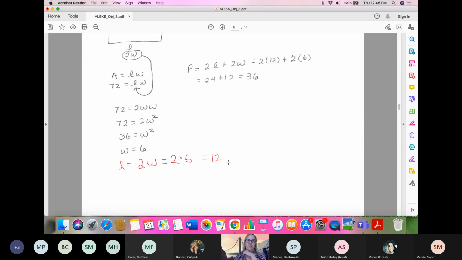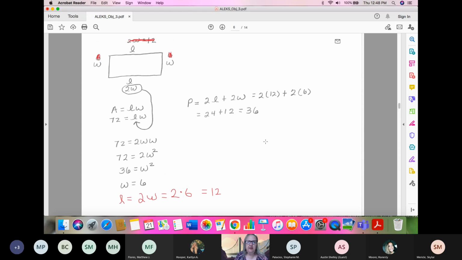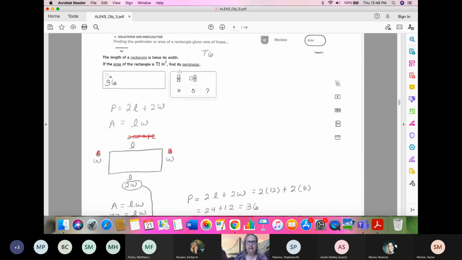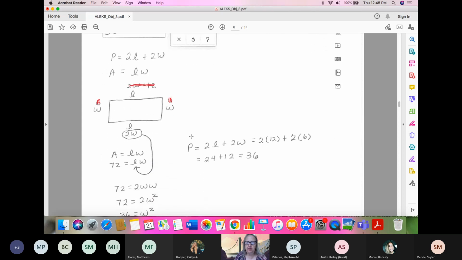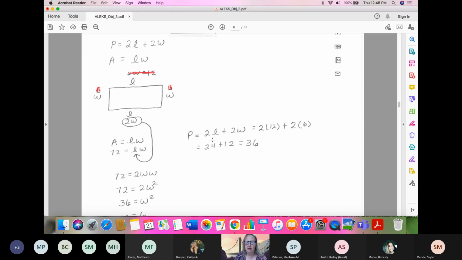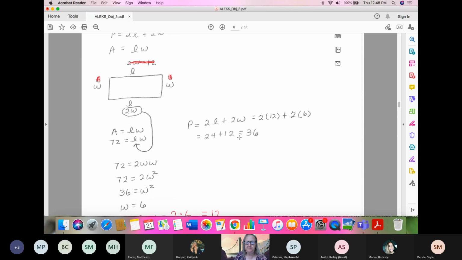I didn't want to clutter up the diagram too much and have it be confusing. Now, lastly, what does the last statement say? Find its perimeter. Well, perimeter is 2L plus 2W. So I just copied that down here. Perimeter is 2L plus 2W.